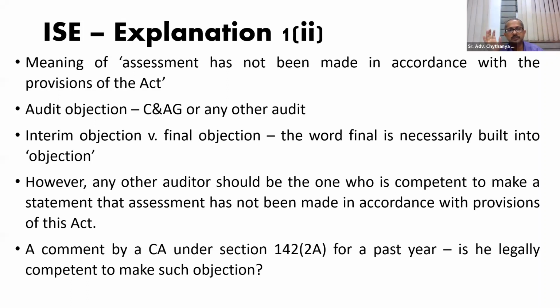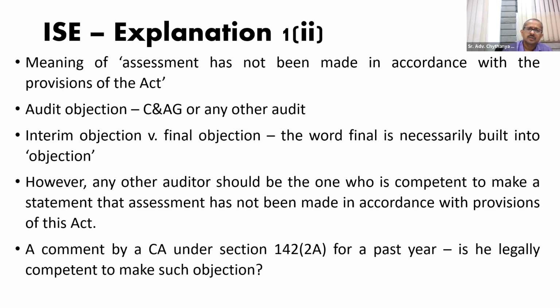In my humble view, if there is an interim objection, you can't take that interim objection, because any audit objection has to be understood as the final objection. Because an interim objection will be given, you will give the reply and they may drop the objection. So therefore, the word final in the objection as it appeared earlier was a surplusage. Objection is to be understood always as the final objection. It is necessarily built into the word objection. Now they have said it is any audit objection.